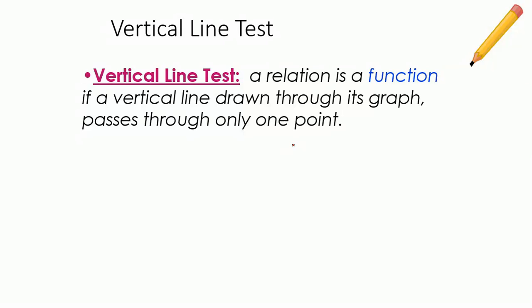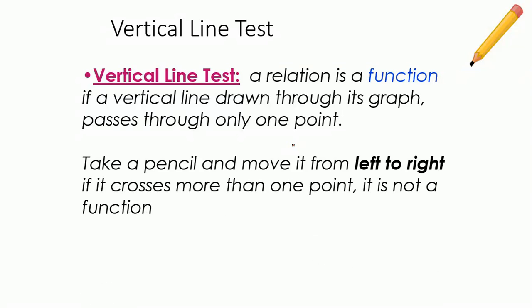So there's another way to look at this if you have a graph. That's called the vertical line test. The vertical line test tells us a relation is a function if a vertical line drawn through its graph passes through only one point. AKA, if you take your pencil and move it from left to right across a graph, and it crosses the graph more than once, so basically, if it hits twice on your graph, that is not a function.